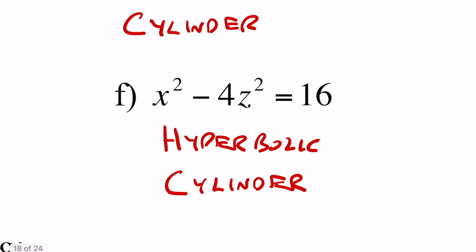And then part F, x squared minus 4z squared equals 16. Both variables are squared. One of them is negative. That describes the equation of a hyperbola. So this would be a hyperbolic cylinder.